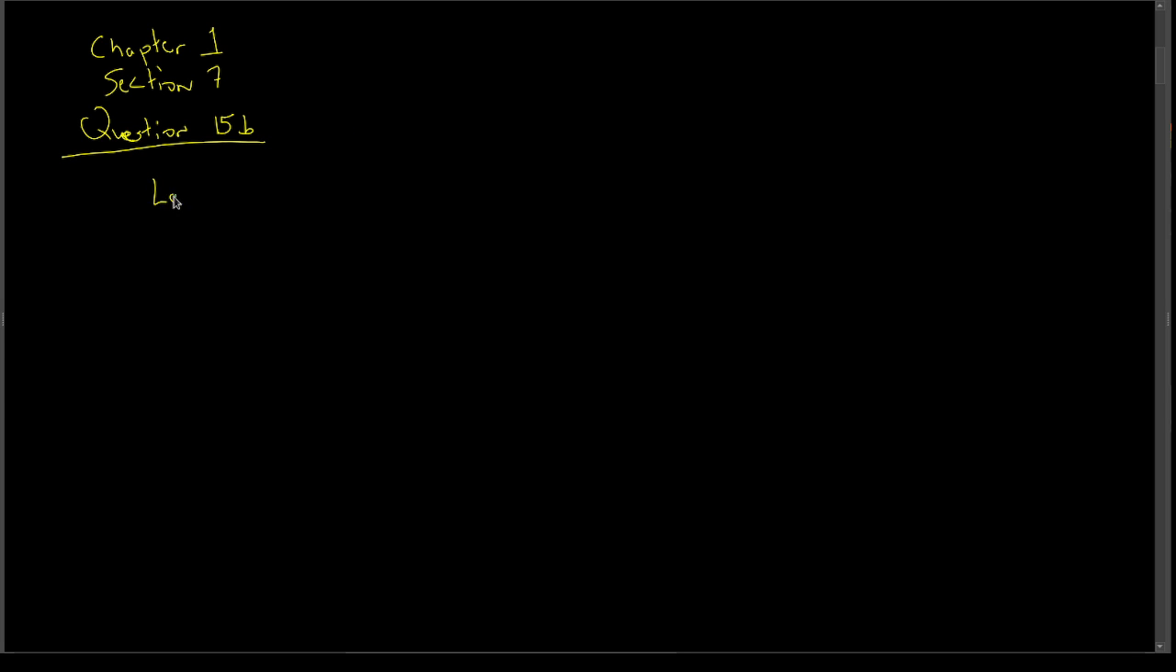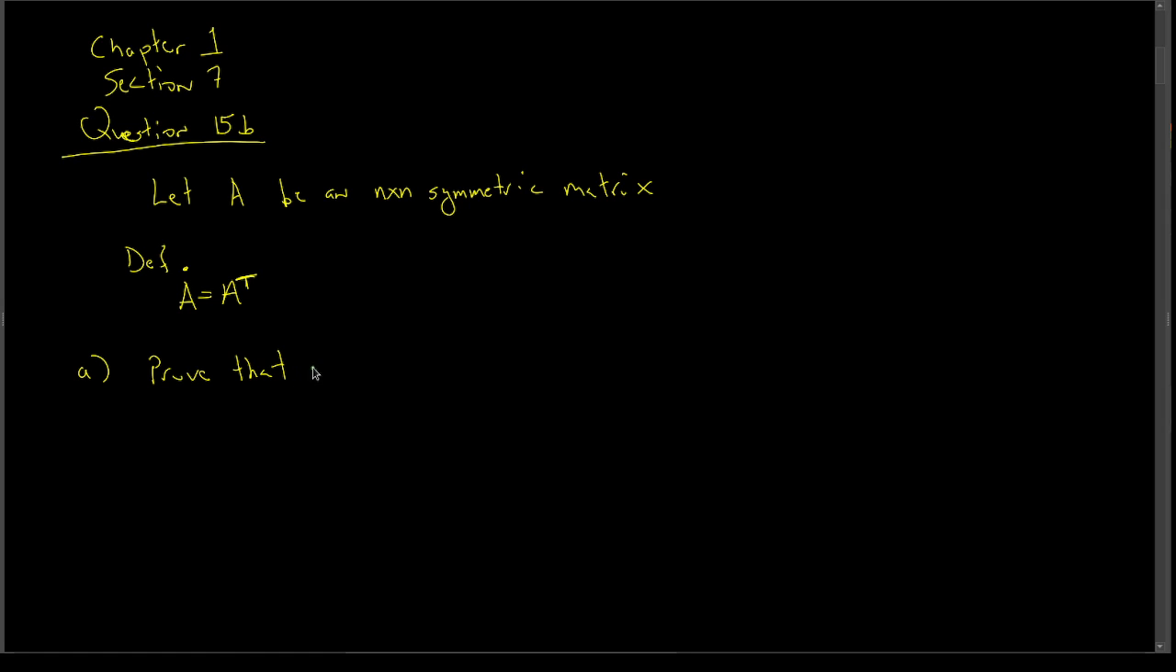So we'll let A be an n by n symmetric matrix. Then our definition of symmetric, that means A equals A transpose. And we're going to need part A. So part A says show or prove that A squared is symmetric.